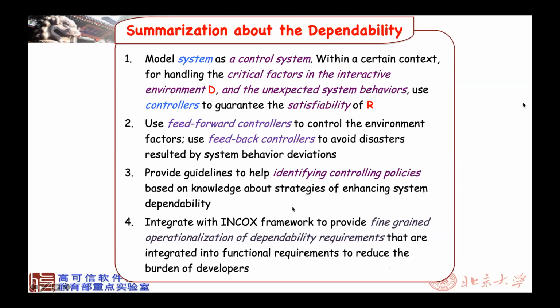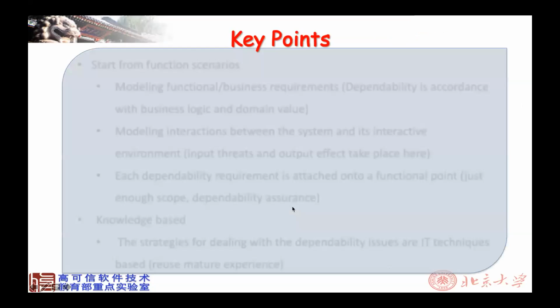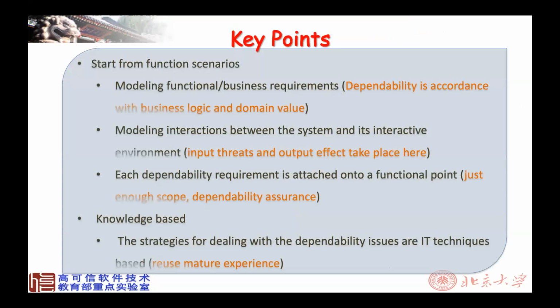This one is for the system design. Key points here: for many non-functional requirements, we normally start from functional scenarios, and model the functional requirements, and then model the interaction between the system and its interactive environment. And each dependability requirement is attached onto the functional point, like I have shown in the example.